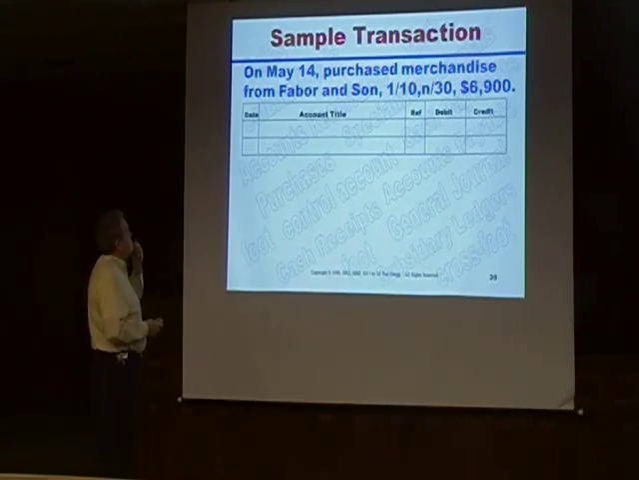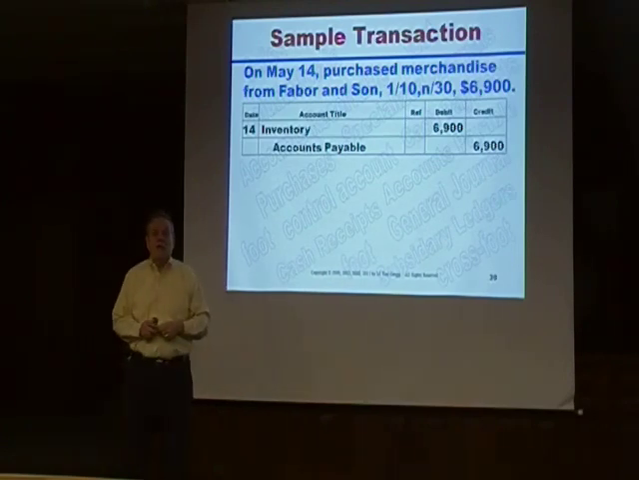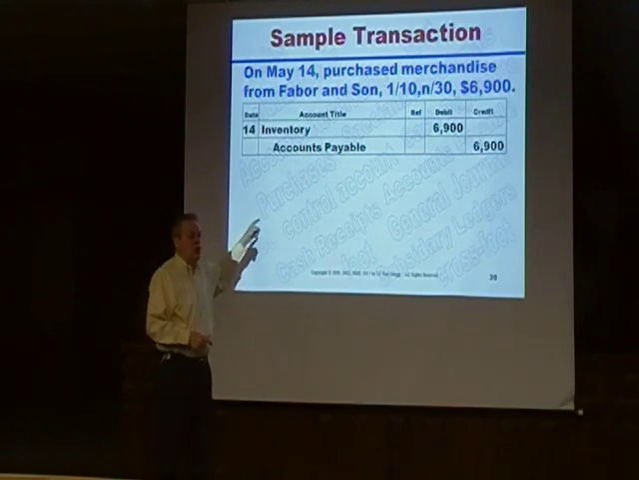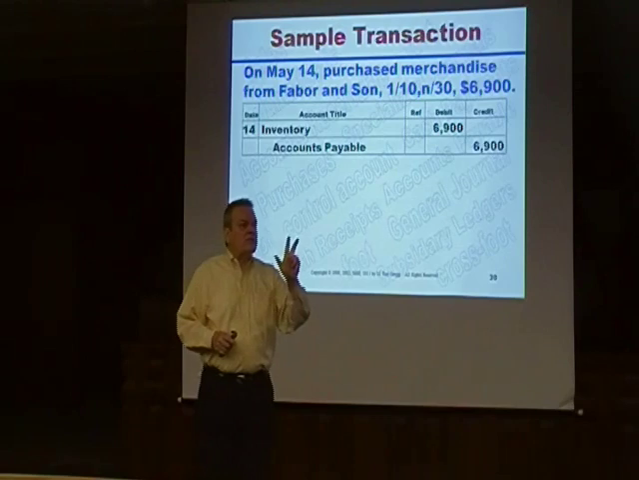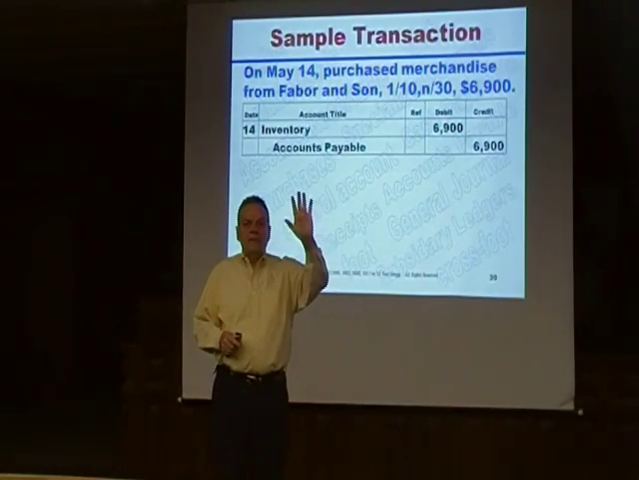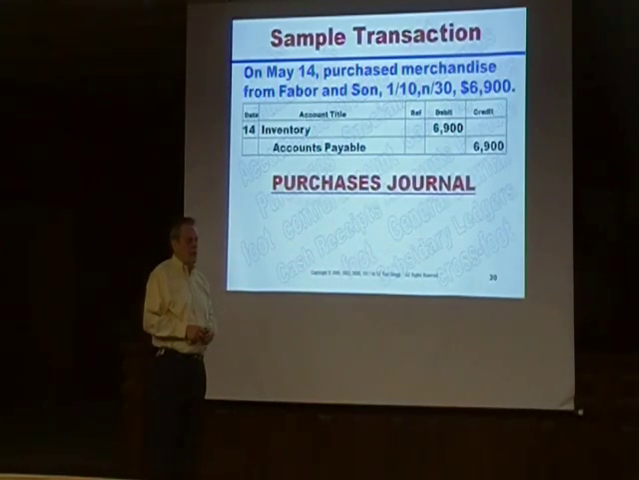On May 14th, we purchased merchandise from Faber & Son on account, $6,900. When you walked in the room today, you knew to debit inventory and credit accounts payable. That's the old format that we were using before today. Knowing what you know now, in which journal could this be recorded best? Sales, purchases, cash receipts, cash payments, general journal, say something. Purchases. Didn't hear you. Purchases. This goes in the purchases journal.